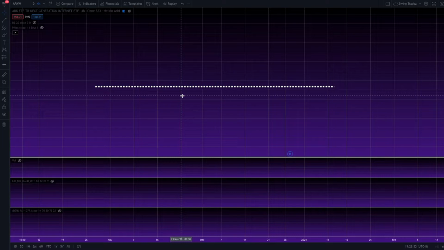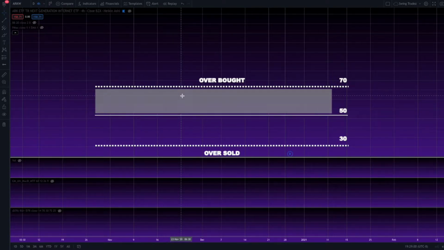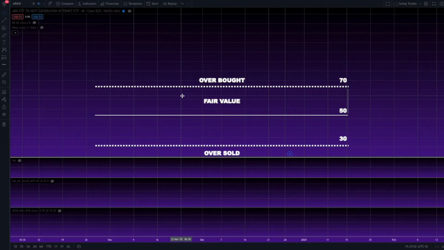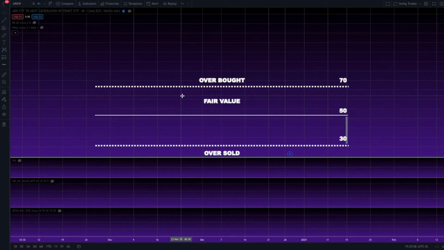The 70 zone is at the top, while the 30 zone is at the bottom. The 50 zone goes right through the middle. Between the 50 and the 70 is the fair value zone, meaning a stock is at a fair price. Between the 50 and the 30 is undervalued.